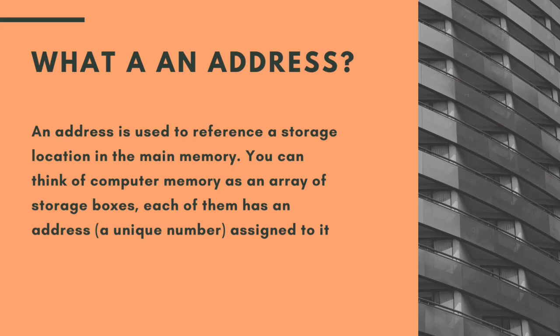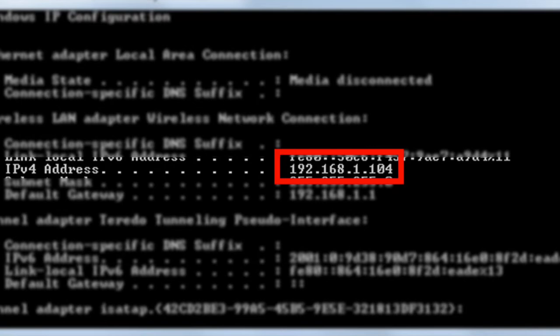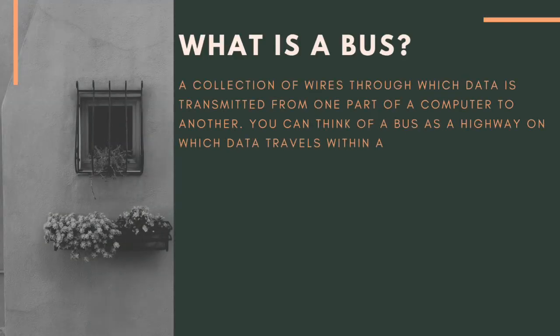What then is an address? An address is used to reference a storage location in the main memory. You can think of computer memory as an array of storage boxes. Each of them has an address, a unique number assigned to it. When you talk about an address, you are simply saying a location where data is saved for easy identification. It's just like your homes, you all have addresses. If I want to come to your house, you must give me your address. If not, I can't get a location. UPSS has an address. You can only get to UPSS if you follow the address. Even if someone tells you UPSS is at Siloko Road, you need an address.